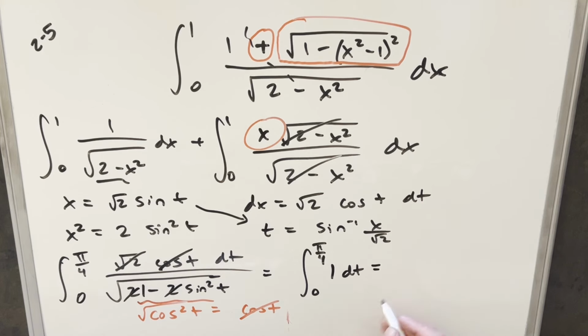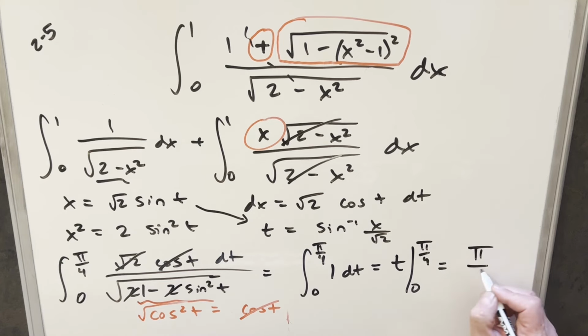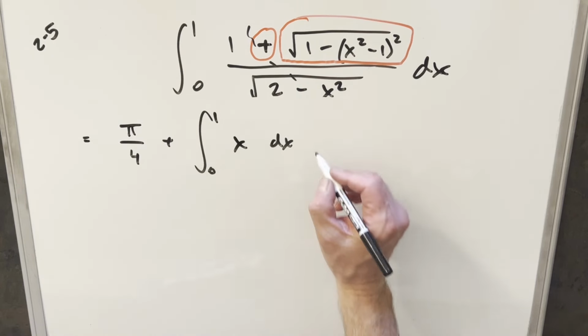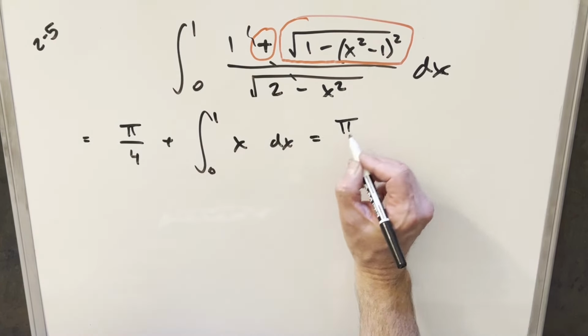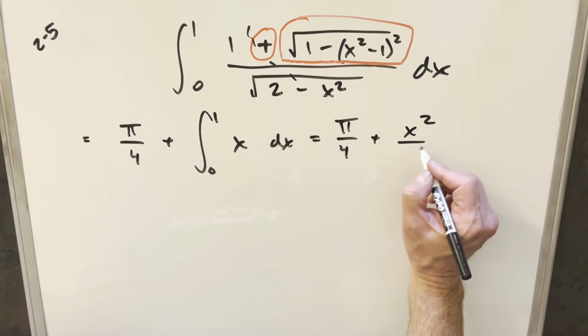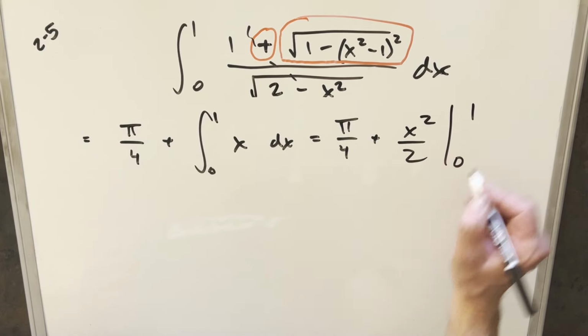So we go ahead and integrate that, and we just evaluate t from 0 to pi over 4. That's going to give me this part of the solution, which is just pi over 4. So let's put it back. We need to integrate x and then finish it off. Okay, so we're almost there. All we need to do is use the power rule on this. I'll bring over this pi over 4. Integrating this, we get x squared over 2, evaluated from 0 to 1.